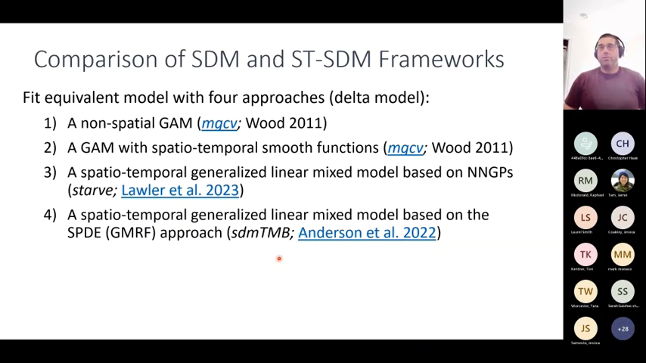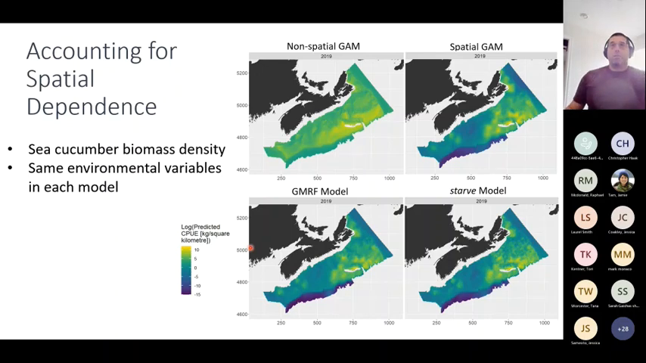This is the STARV package, very fast fitting and very interesting methodology to get spatial temporal information into these models. And then slightly older, I think, than what Ethan's developed at least, is this generalized linear mixed model framework using stochastic partial differential equations, Gaussian Markov random fields. This is the sdmTMB package that Sean Anderson in the Pacific region for DFO has built, and very slick and very quick as well. So accounting for spatial dependence. I'm going to start with the 3 spatial models. We have a spatial GAM, we have Ethan's STARV model, and we have a Gaussian Markov random field model, as I will call it.